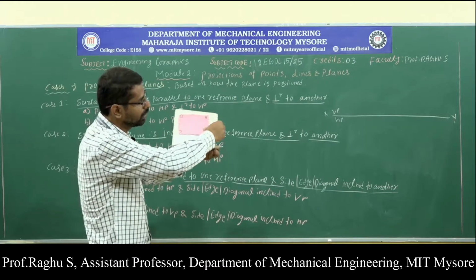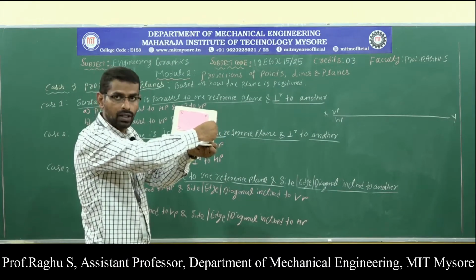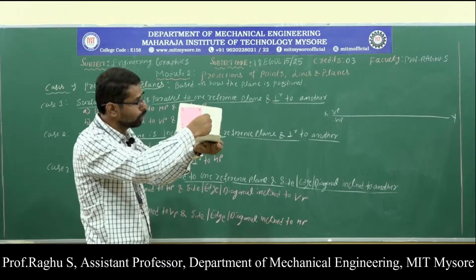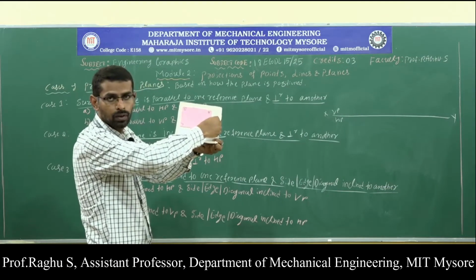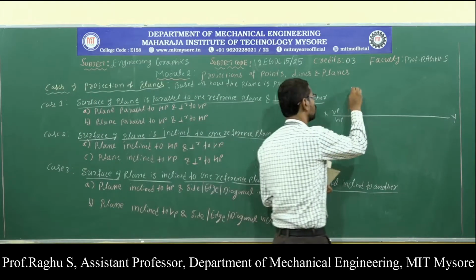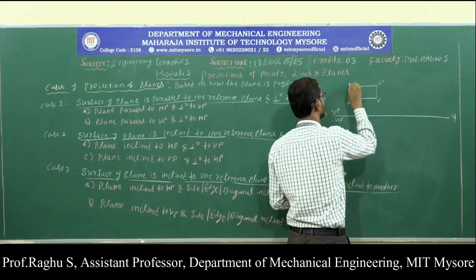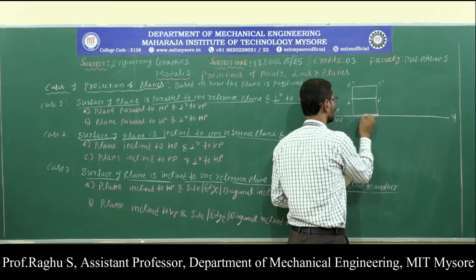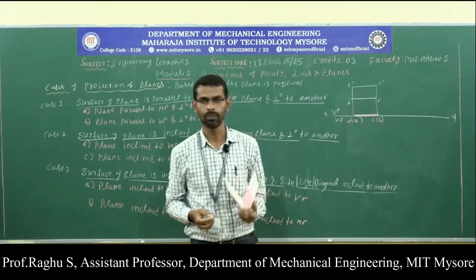When you ignore the lamina inclination, the lamina is completely resting on VP. Why should I keep the lamina on VP? Because the lamina is inclined to VP. So in order to get the true shape, first ignore the lamina inclination. Now draw the view. The true shape comes on the vertical plane. So A dash, B dash, C dash and D dash. The top view comes on the XY line since the lamina is completely resting on VP.